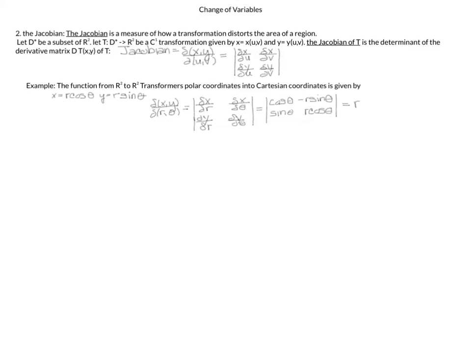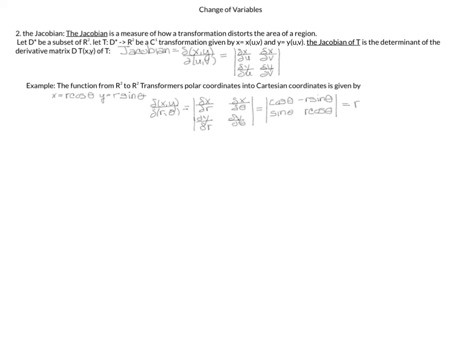It is the absolute value of the determinant of the derivative matrix. So you take the derivative matrix, where each row looks like a gradient. So here's the gradient of x, gradient of y. If you are in 3 dimensions, gradient of z. You take the determinant and then the absolute value.